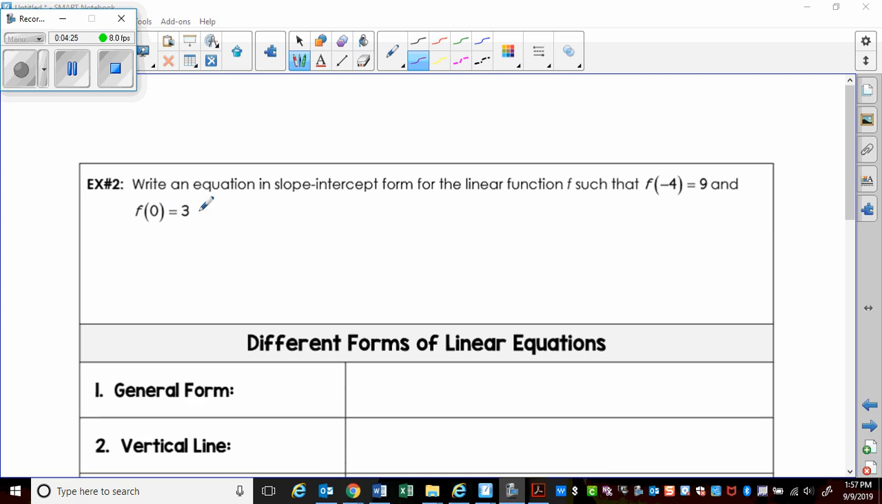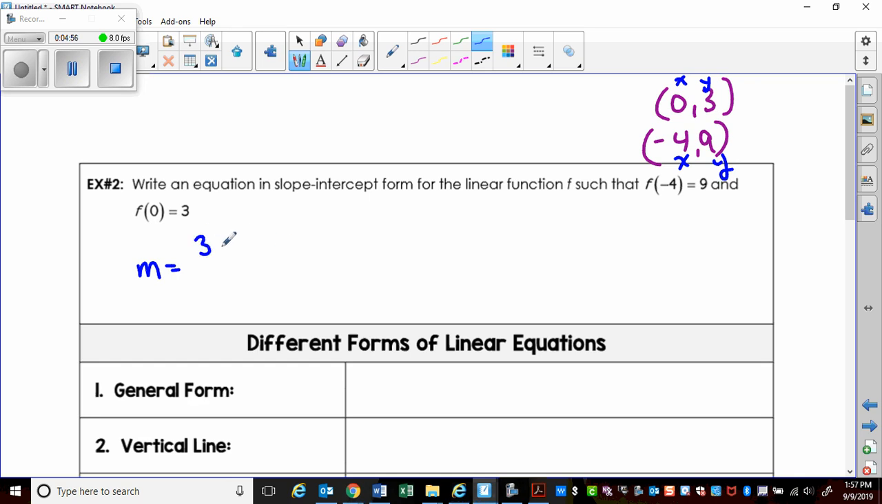Example 2 is just asking you to find an equation of a line. This is a linear function. Going through this point, when we put in input negative 4, we get 9. So negative 4, 9 is a point. And 0, 3 is a point. You can go ahead and label your x's and y's. x, y, x, y. We need a point and we need the slope in order to find the equation of a line. The slope is y minus y over x minus x.